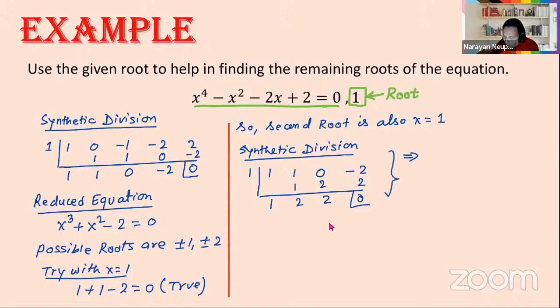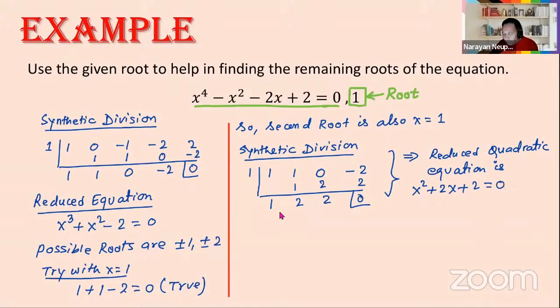So this implies the reduced quadratic equation. The quadratic equation is this one: x squared plus 2x plus 2 equal to 0. And you can clearly see we cannot factor this. We cannot find two factors of 2 that will add up to 2. Meaning of that is we should solve this quadratic equation using the quadratic formula.